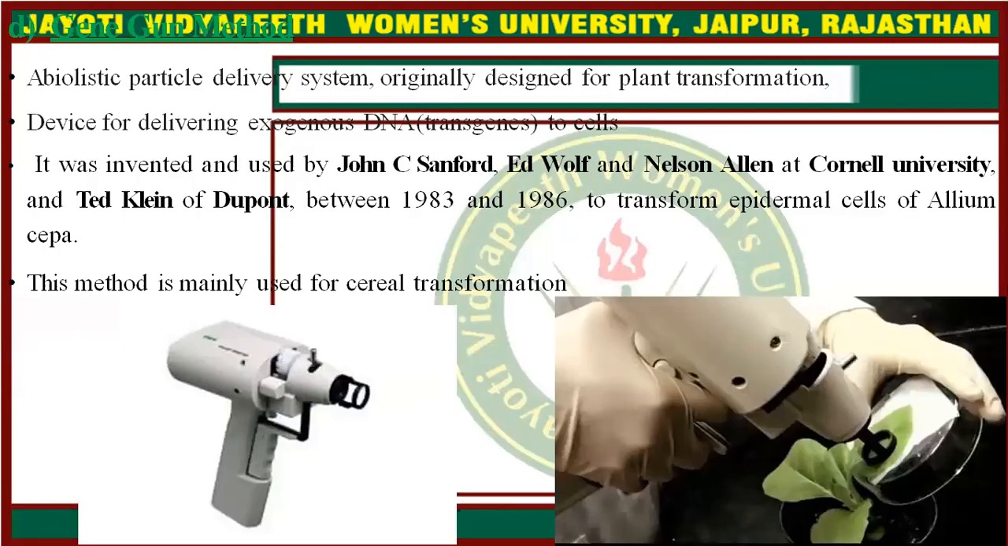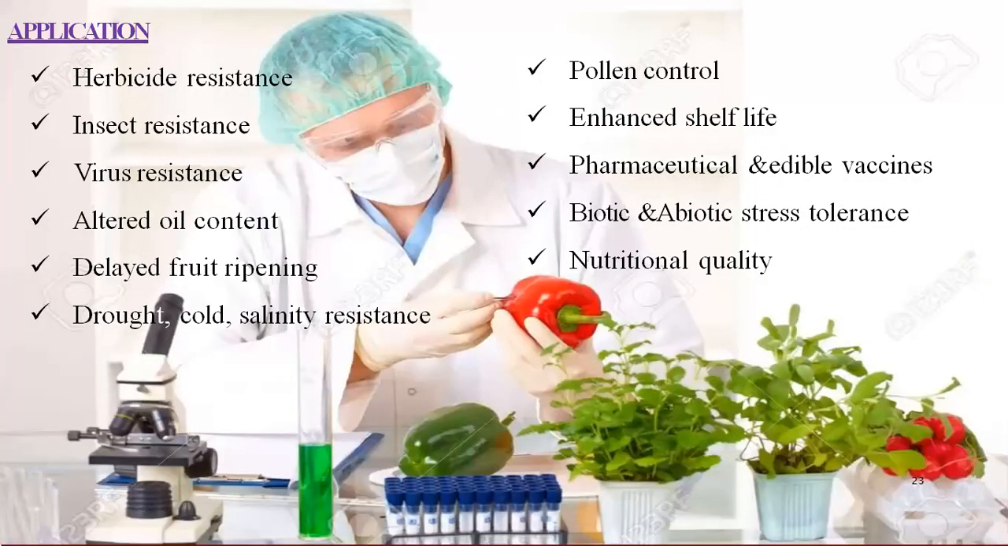If we talk about transgenic methods and transgenic crop development, there are various applications, like we can prepare herbicide resistance, insect resistance, virus resistance, altered oil content. We can do delayed fruit ripening, drought, cold, salinity resistance. We can develop pollen control, enhanced shelf life, pharmaceutical and edible vaccines, biotic and abiotic stress tolerance, and we can enhance nutritional quality with the help of transgenics.